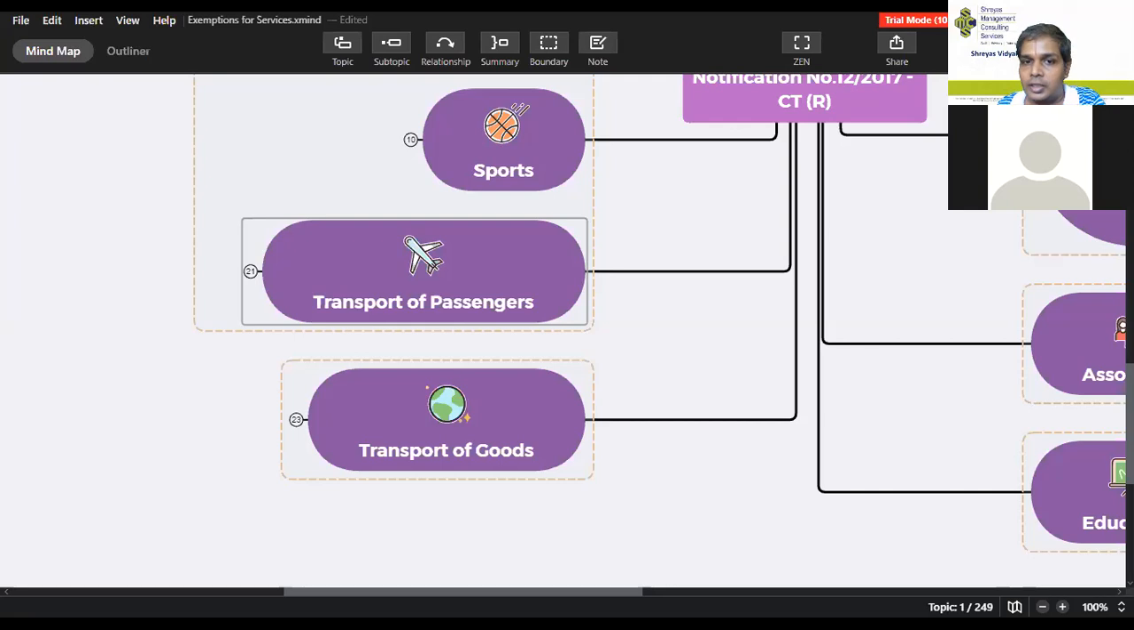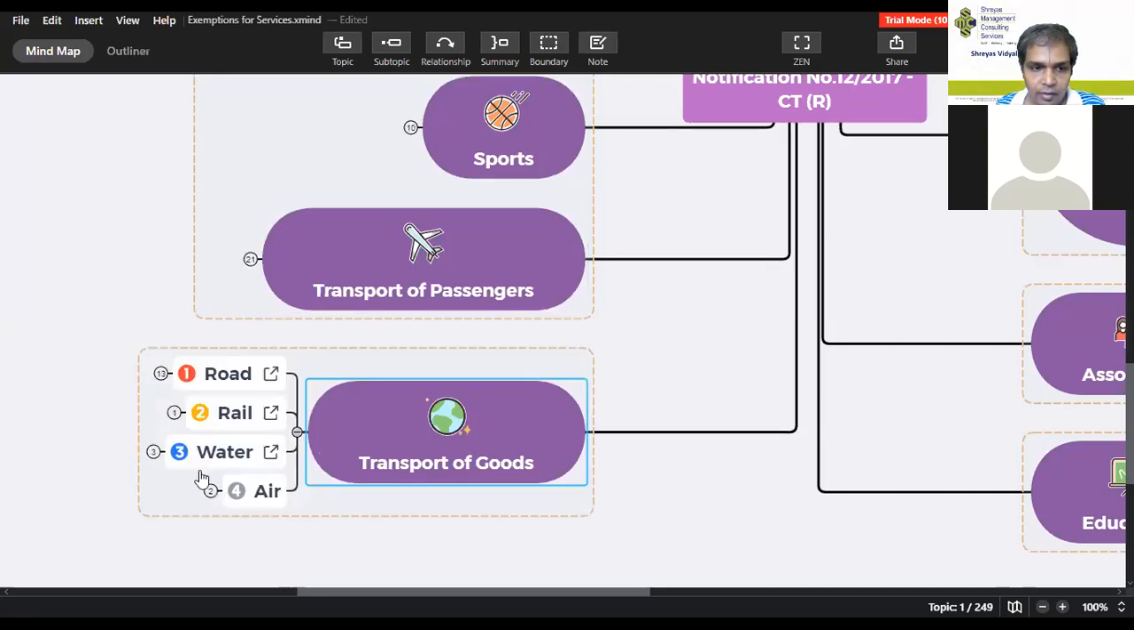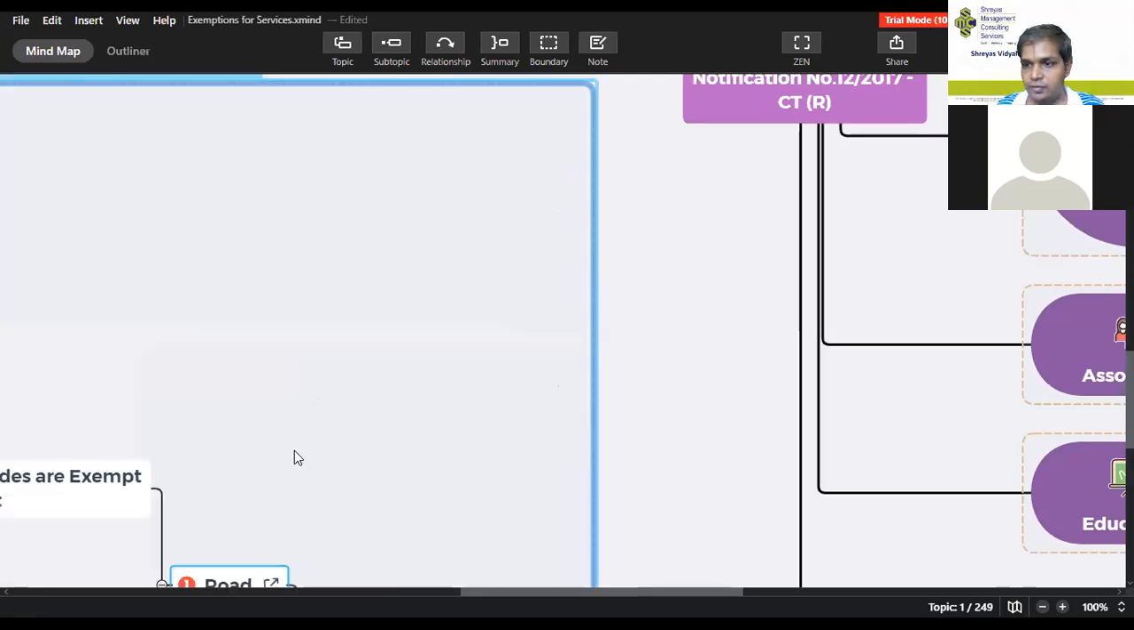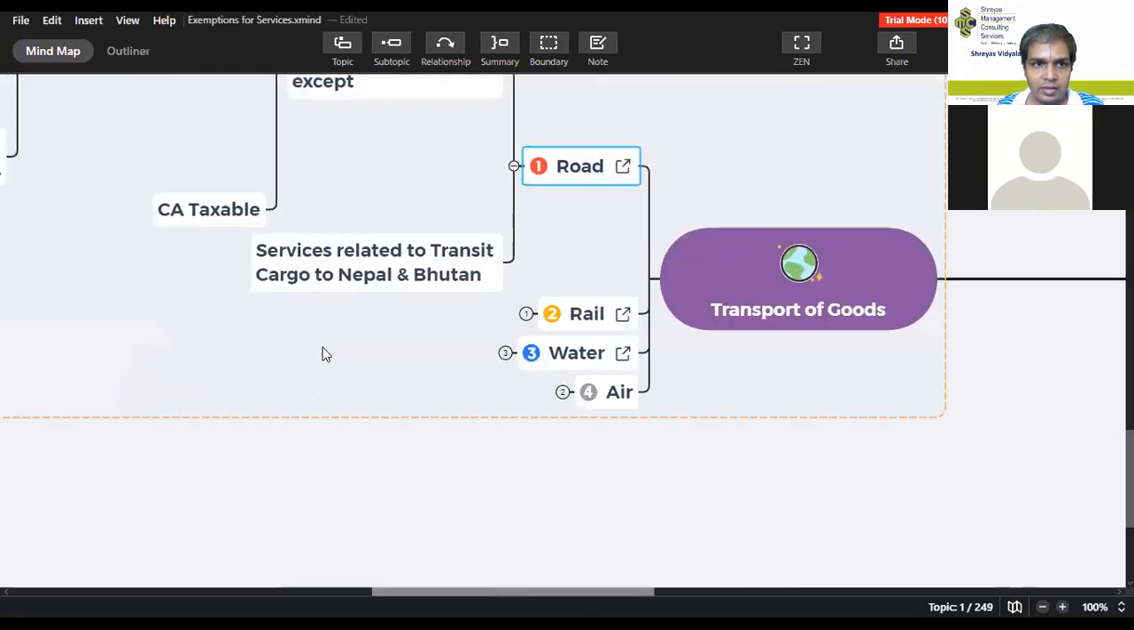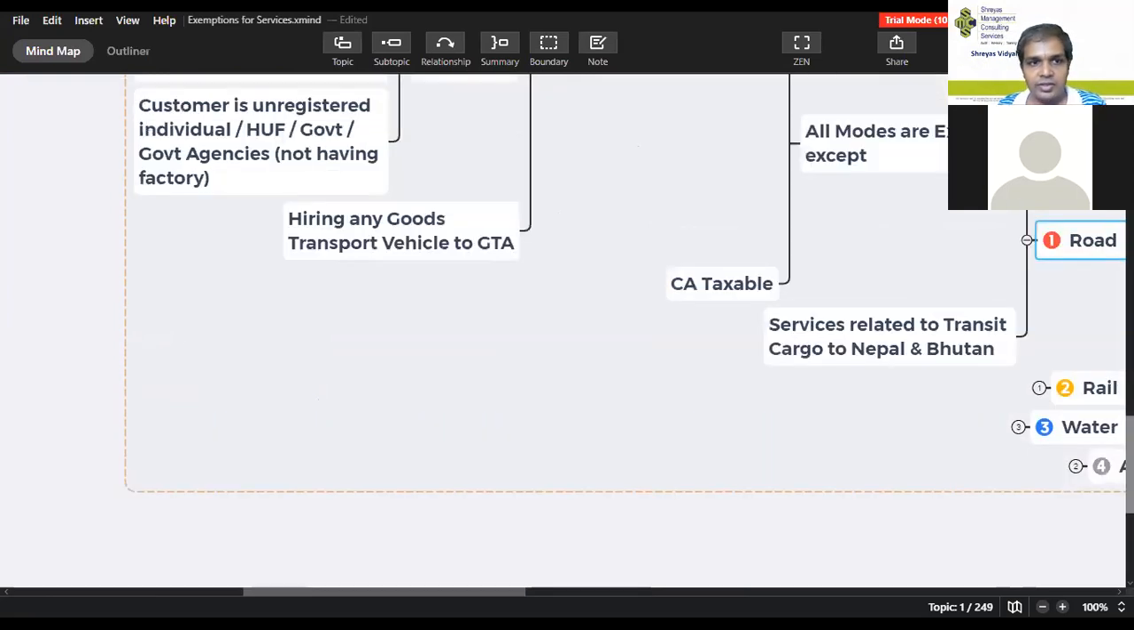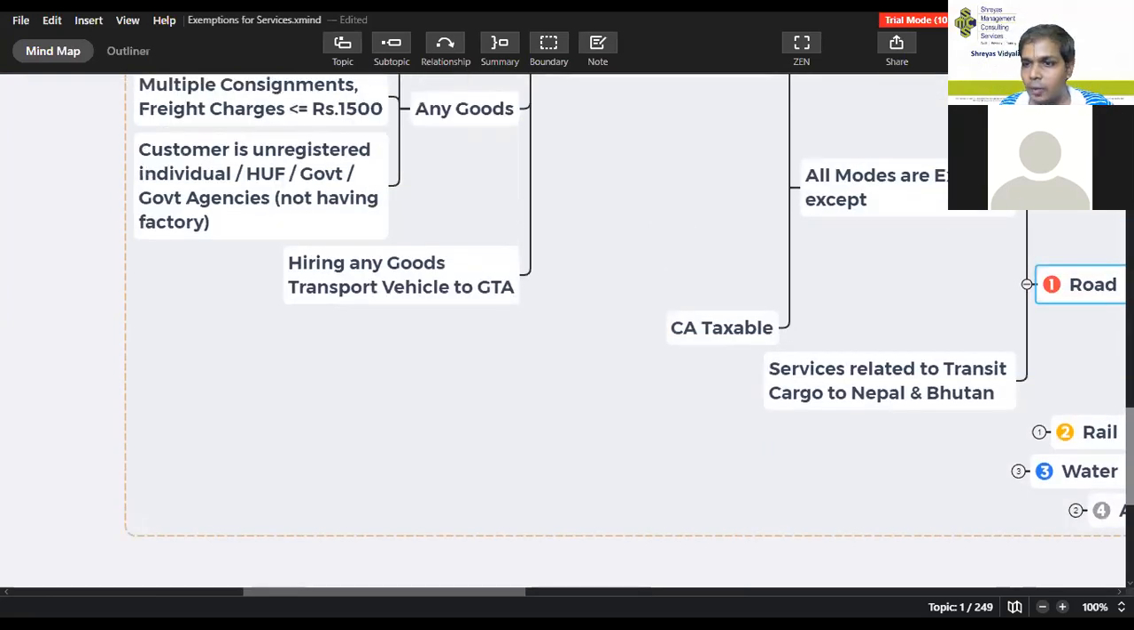However, some of you might have given exemption assuming that Indira Charity is an unregistered person. It's quite possible. But if you see, they said unregistered. They have used the word unregistered individual or unregistered HUF, or government. Even in their case, you can see specifically: unregistered customers, unregistered individual, HUF, government or government agencies. That's what they have mentioned here. So as such, they still don't fall under this particular category, so that would be taxable.